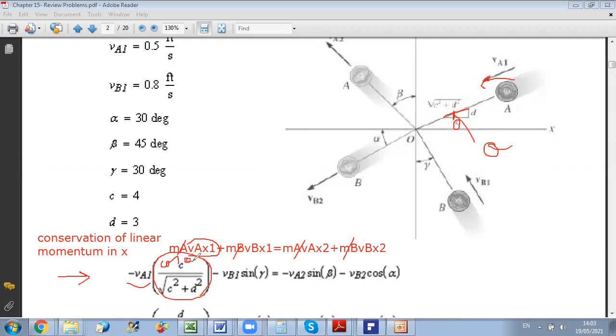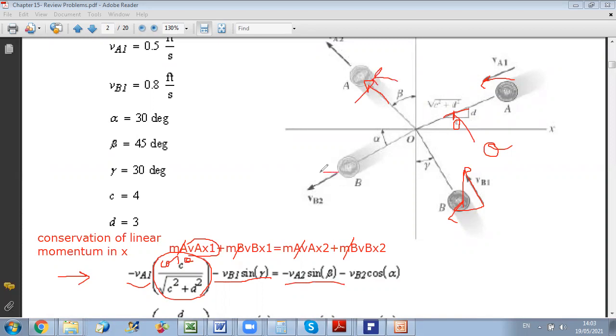C over the radical. Now for VBX, we have VB1 as you can see here, and the negative component along X. Since the angle with Y is gamma, the projection is minus VB1 sin gamma. So this is VBX, it's minus VB1 sin gamma, equals, for VA2, I don't know the magnitude but I know from the figure that it is a negative component because it is upward like this. And we know the angle beta, so it's minus VA2 sin beta.